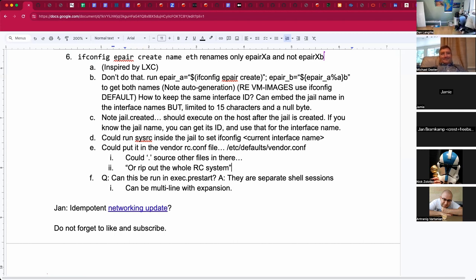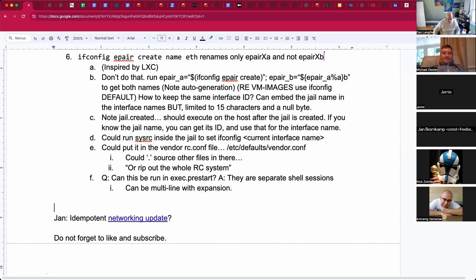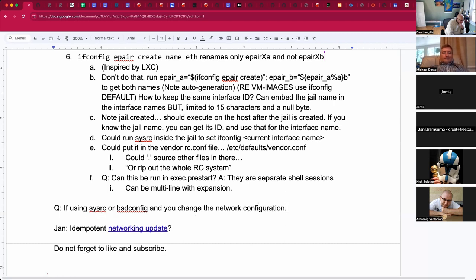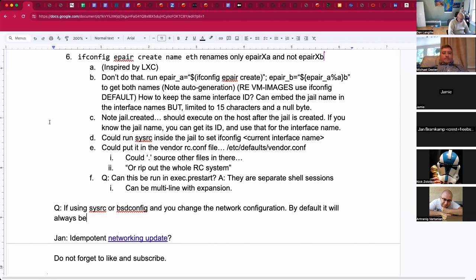Last question, not from my students, but rather from my company, which is, say I'm using a utility like sysrc or bsdconfig. And this might be actually interesting for a lot of vendors. Say I change the network configuration with sysrc or bsdconfig. By default, it always will change the configuration inside etc rc.conf. Is there a way to tell it, hey, don't modify that main file, never touch etc rc.conf, but always put the configuration in, say, user local etc rc.conf? Because service and all the services do always parse user local etc rc.conf.